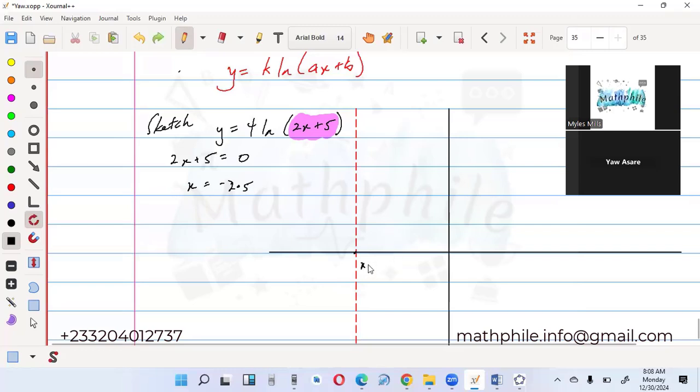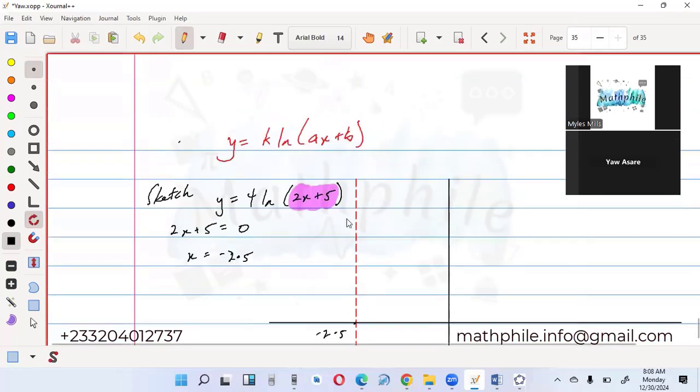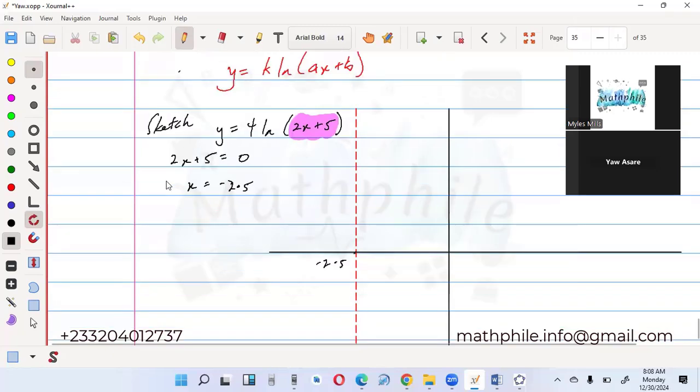I don't really need to write x equals 2.5. Let me just write negative 2.5, sorry. Now the next thing to do is to find the x and y intercepts. For the x-intercept, y equals 0, and for the y-intercept, x equals 0. Let's find the y-intercept first, since it's easier.